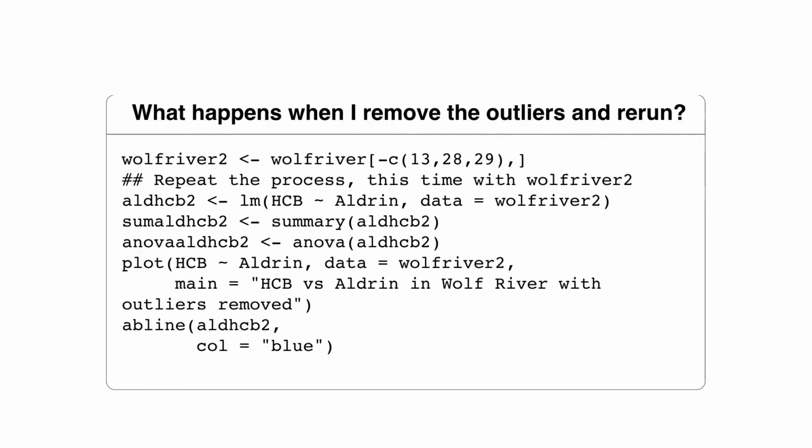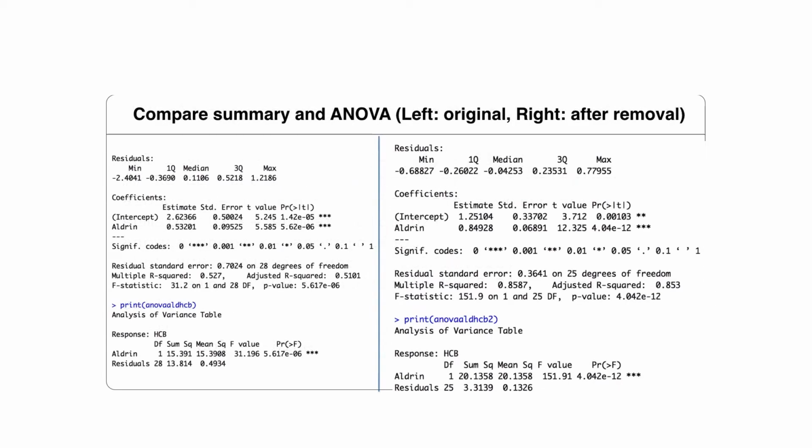And we have subsetted the Wolf River in this way, which means that when you use a subset in R, there are 2 entities. One is you subset the rows, and then you subset the columns. Here we have subsetted the rows. In the second line, which is quite familiar to you now, we are going to store it into another object called old HCB2, the linear model object. And then we are going to run the summary, the ANOVA, and the plot. So now we can compare the summary and the ANOVA plot between the original model and the model after removal.